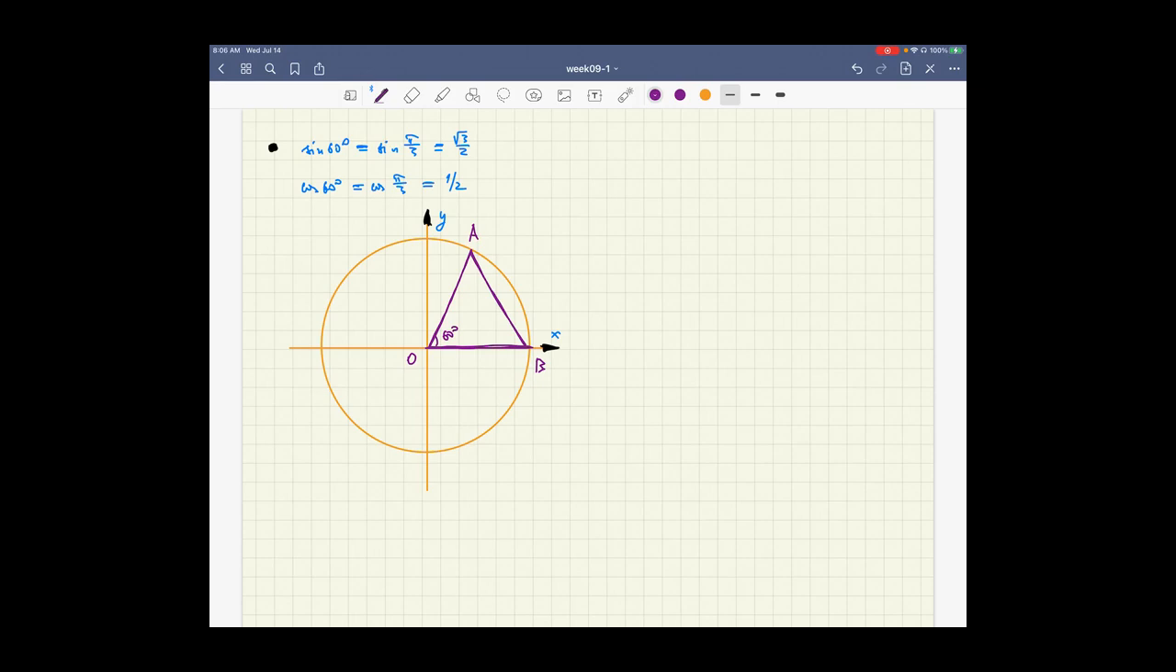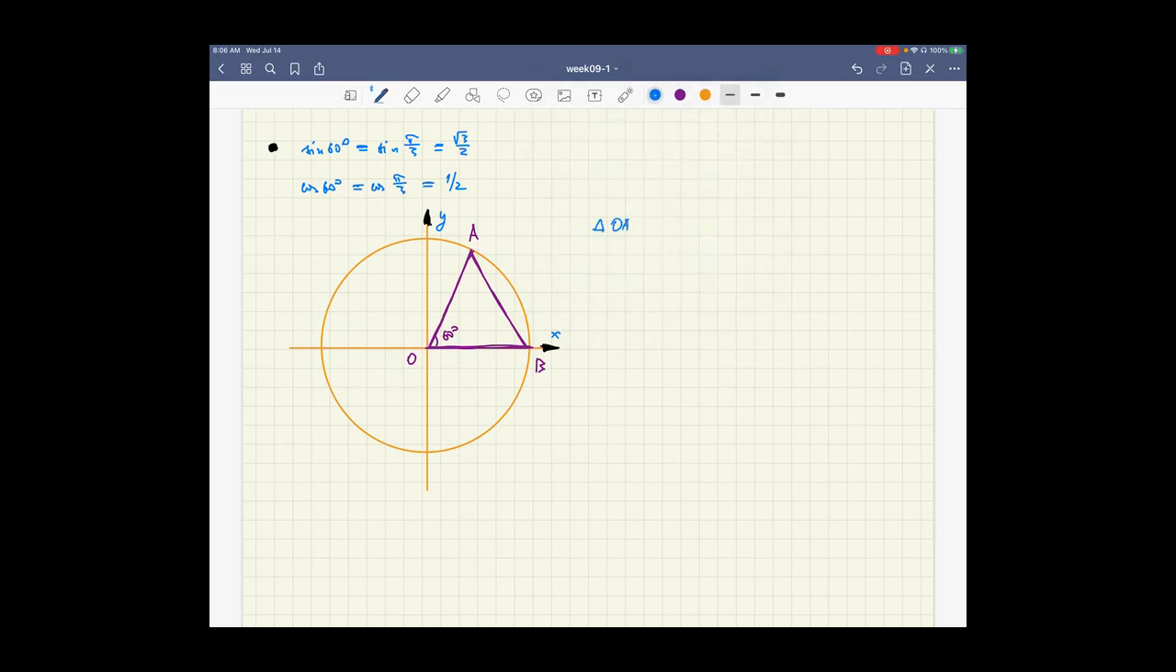It is, of course, equilateral because it's certainly isosceles. These two sides are both 1. This angle is 60 degrees, so the sum of these two angles is 120 degrees, but they're equal, so each is also 60. That's the first observation.